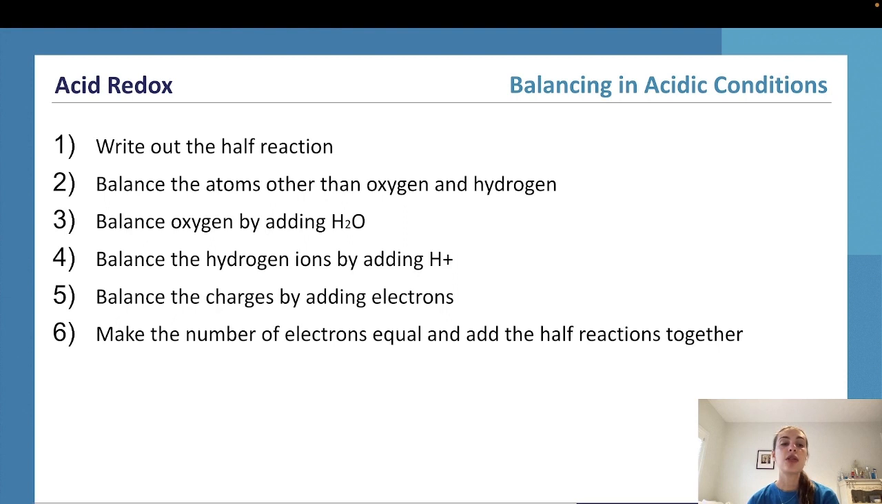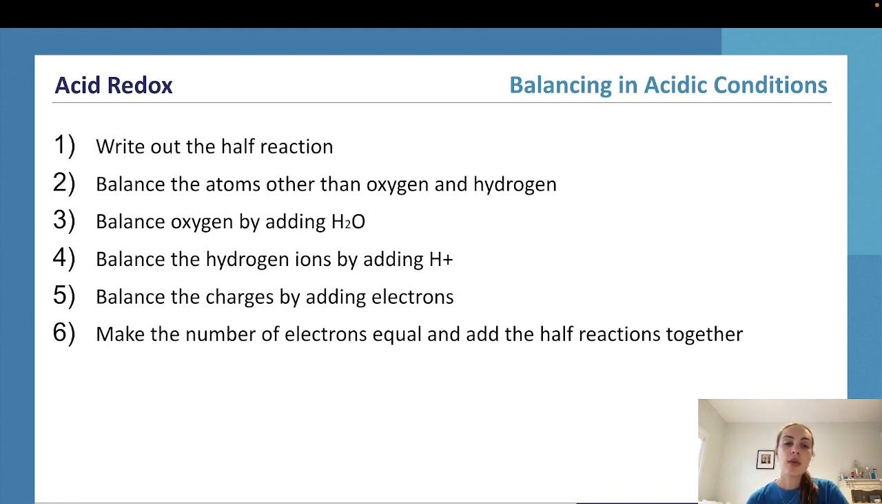The next thing you need to do, which is step 5, is balance the charges by adding electrons to each side. So that's adding just a little e- symbol, and then however many you need, whether it be 5 electrons or 4, and that's just putting it on whichever side requires more negative charge, so that each side has the same amount of charge on it.